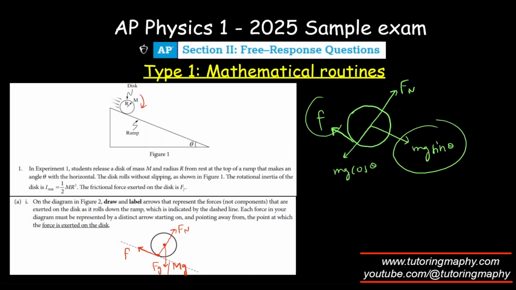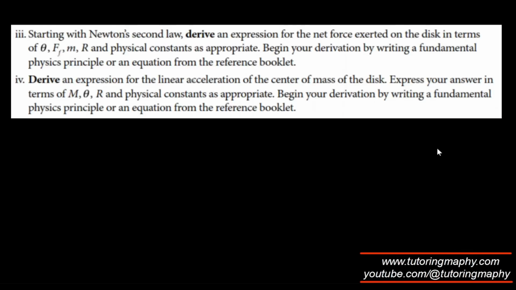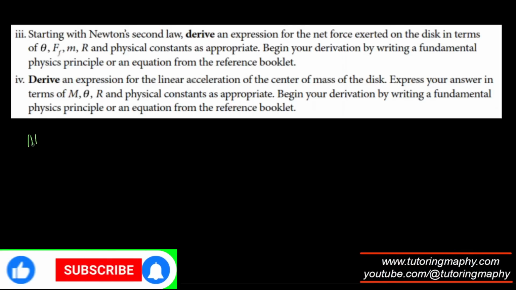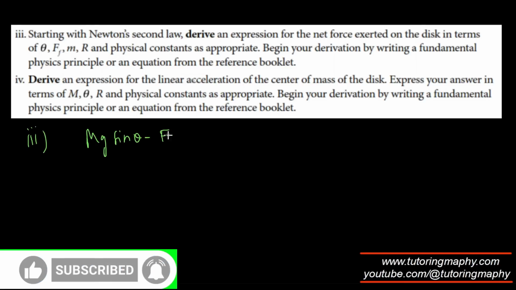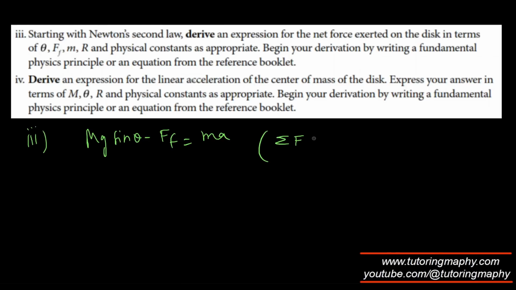So these two are the required forces, right? And let me denote friction with FF. These are the forces that are responsible for the linear acceleration, or Newton's second law in translational form. So I'm going to say that mg sine theta minus force of friction is equal to ma, right? Because they are asking us to start with Newton's second law, and Newton's second law says that the sum of all the forces is equal to mass times acceleration.